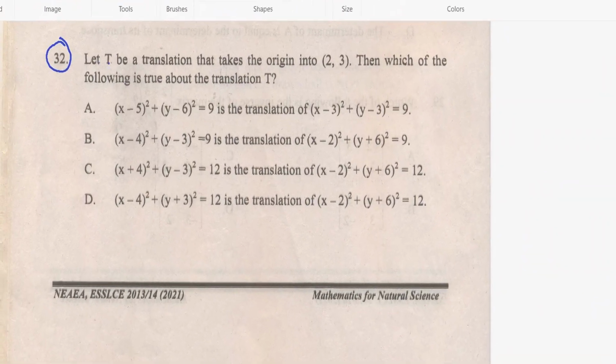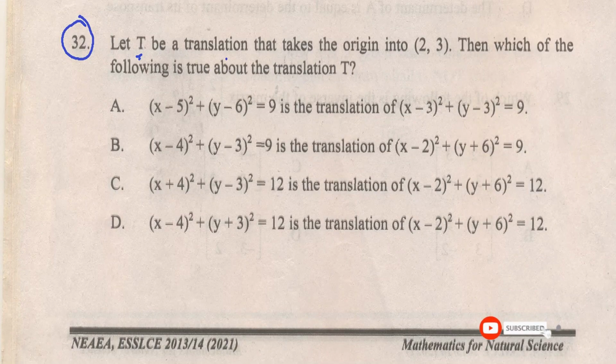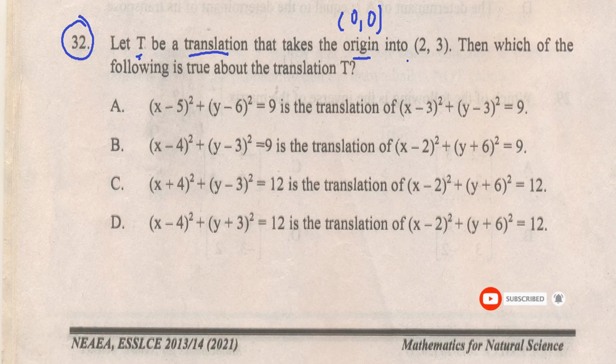Question number 32. Let T be a translation that takes the origin, represented by (0, 0), into the point (2, 3). Which of the following is true about this translation? First you have to remember the definition of what a translation is.